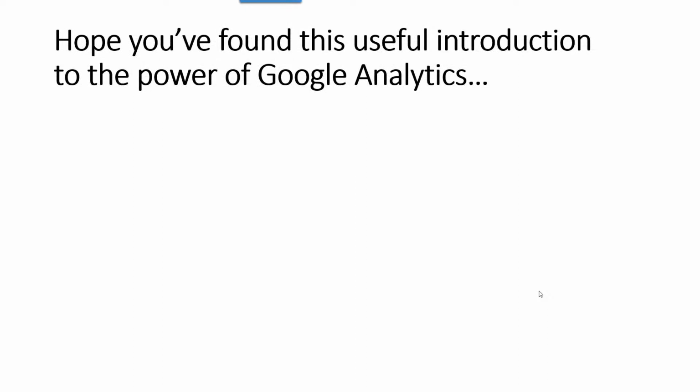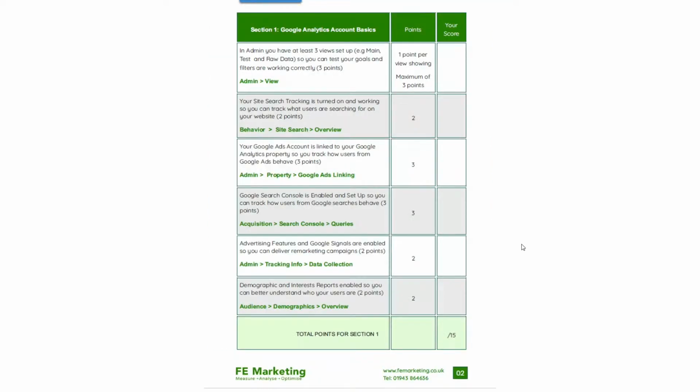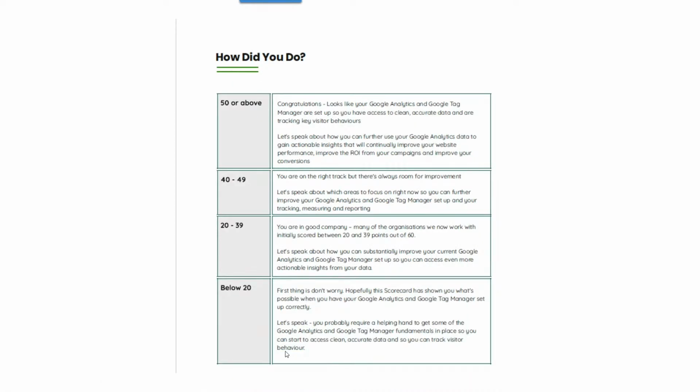I hope you found this a half decent introduction to the power of analytics. If you want to measure yourself where you are right now, I use a digital marketing measurement scorecard. It's downloadable, you fill it in. The idea is that you go through this step by step and mark yourself in terms of how things are set up, and it tells you how to access this information. It gives you a score out of 60, and a good indication of what you're doing really well, but what you could be improving on as well.